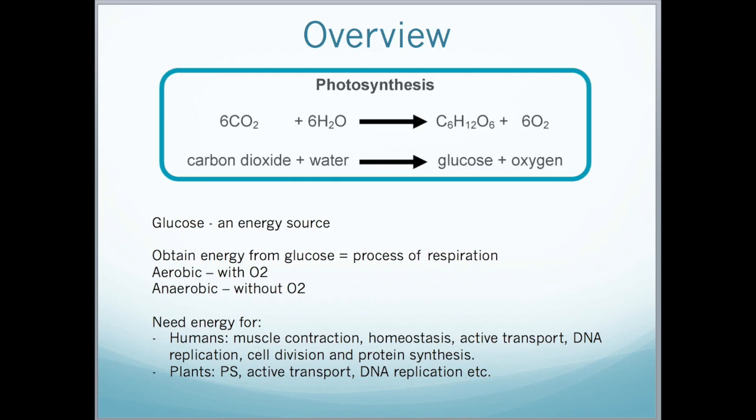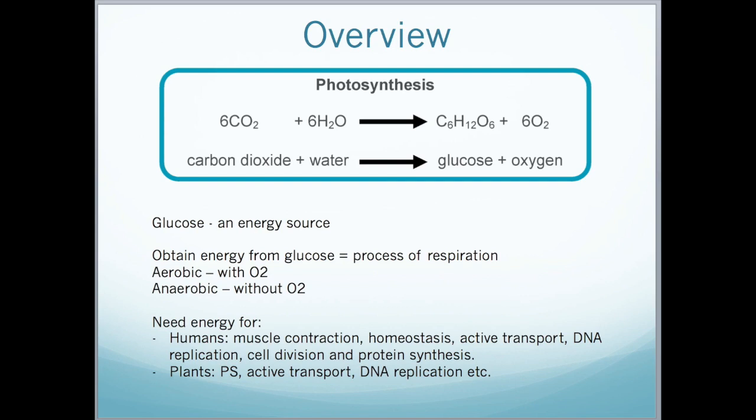So glucose is the ultimate energy source, and you actually obtain the energy in the form of ATP through a process called respiration. I'll do a video on respiration shortly. Respiration comes in 2 forms, either aerobic or anaerobic. In aerobic, we use oxygen. In anaerobic, there is no need for oxygen.